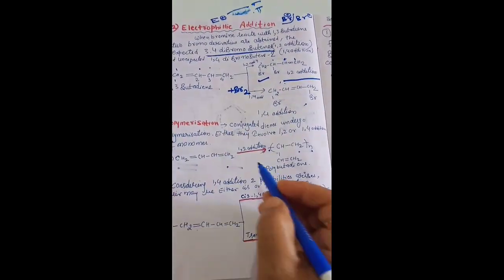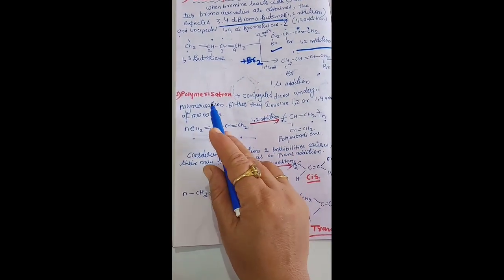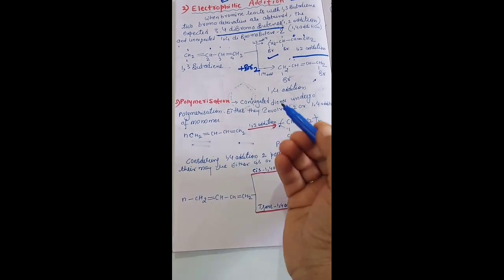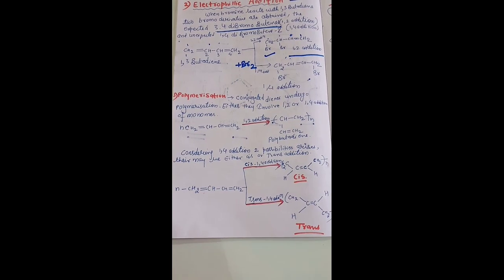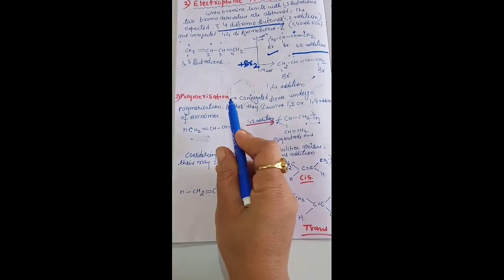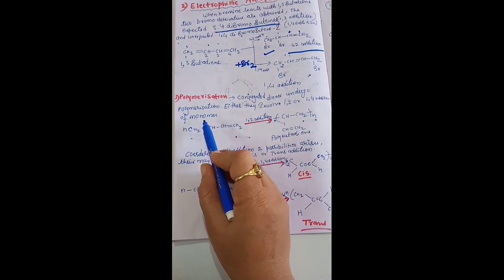Now, polymerization. We all know what polymerization is. When two monomer units combine together, they form a dimer. When many monomer units combine together, the result is the formation of a polymer. So generally the conjugated dienes undergo polymerization. Either they involve 1,2 or 1,4 addition of the monomer.